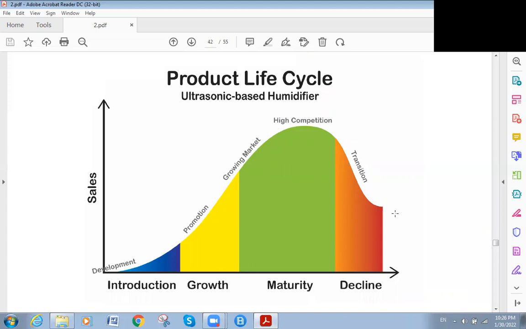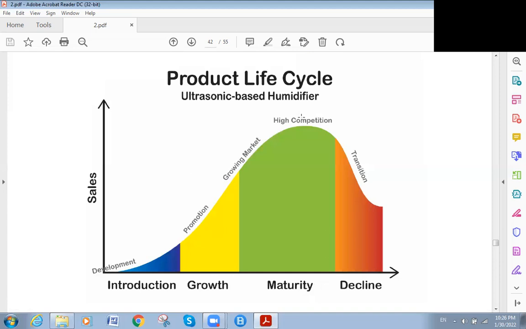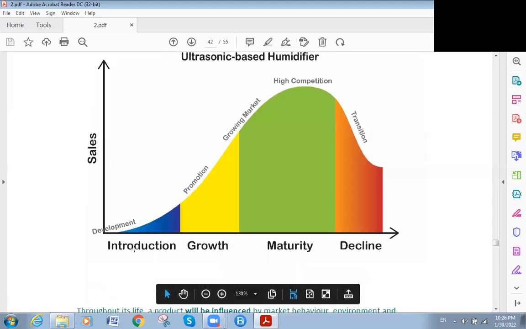The life cycle of a product is exactly like the life cycle of a human being. At the start itself, there is the development, then the promotion, then the growing, then the saturation, or what we call maturity, then the declination. So like you see here: introduction, growth, maturity, and decline. But here are the sales.